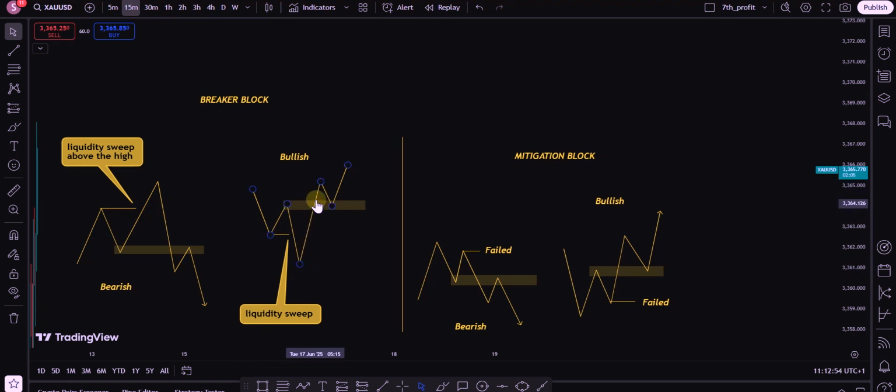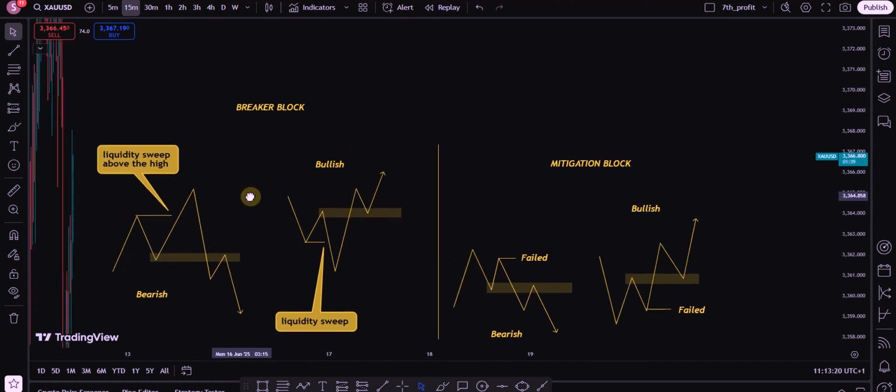Price aggressively violates this other block. Once this other block has been violated, this particular place that was supposed to be a supply level now turns into a demand, because price aggressively violated it, then retested, then continued to the upside. So demand becomes supply and supply becomes demand. You understand?